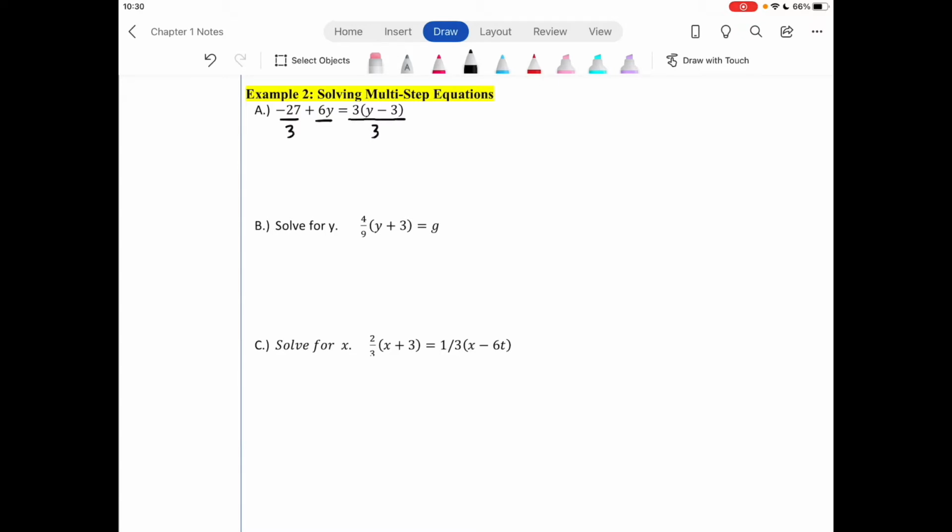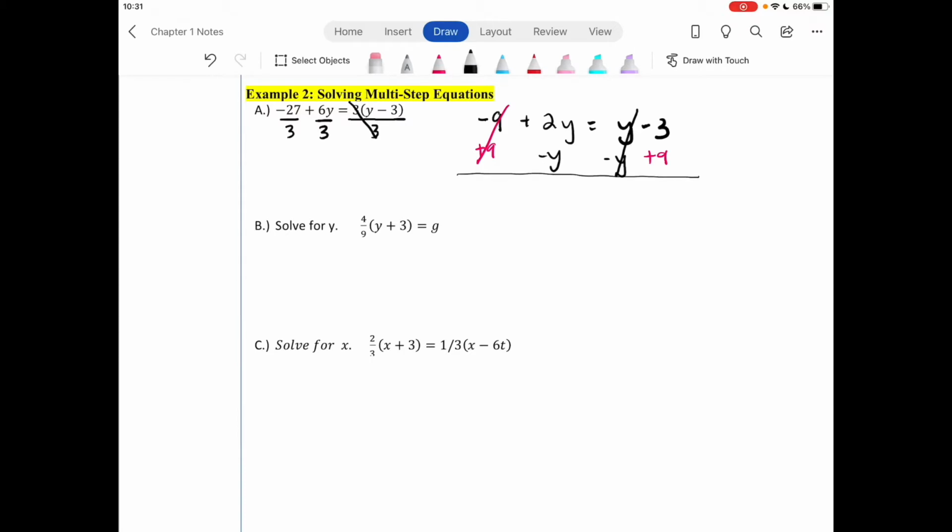And make sure every single part gets divided by 3. So on the right-hand side, the 3 will cancel out, and that means we are left with negative 9 plus 2y equals y minus 3. Now we need to bring our variables to one side and our constants to the other. Let's subtract y to both sides. And it's going to cancel out here on the right. Then we're going to add 9 to both sides, so that way it cancels out on the left.